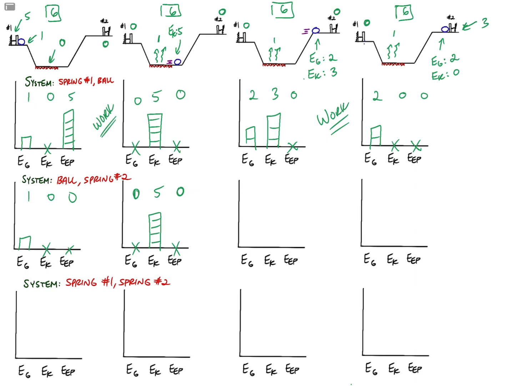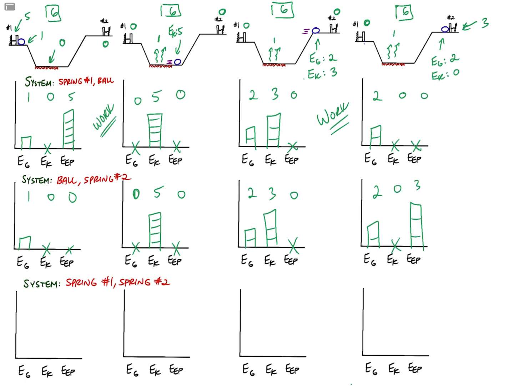In the third diagram, we can see again the ball has 2 blocks of gravitational potential. It has 3 blocks of kinetic. Spring number 2 still has not been compressed, so that has 0. In the final case, the ball up top in that diagram has 2. It's not moving, so it has 0 kinetic. And spring number 2 now has some energy. We see that it has 3 blocks. Now we can go from left to right again.